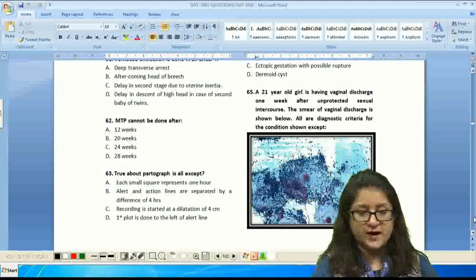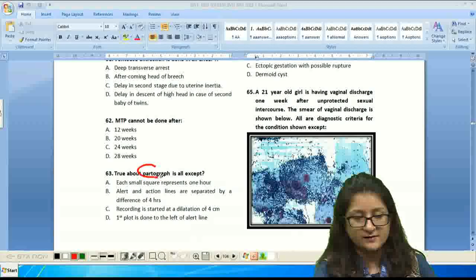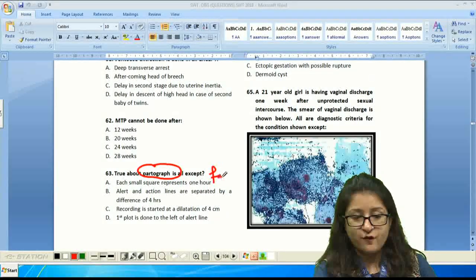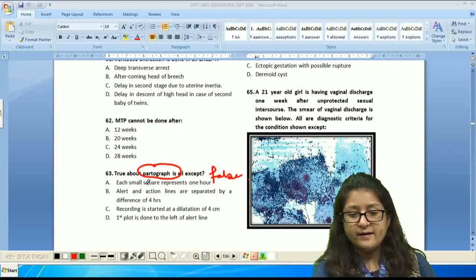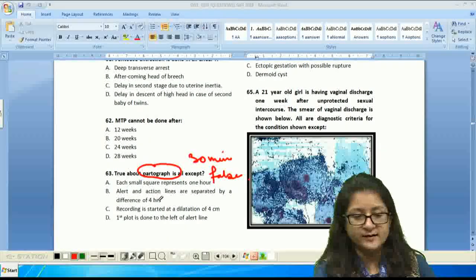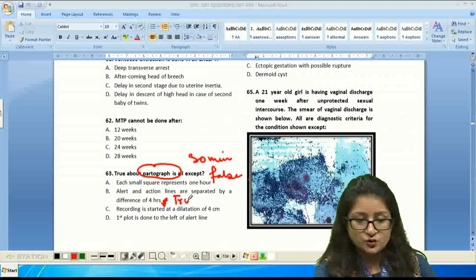True about partograph is all except, right? So each small square on the partograph represents 1 hour. That is false, all right? Each small square represents 30 minutes. It is the big square which represents 1 hour. Alert and action lines are separated by a difference of 4 hours. That is true.